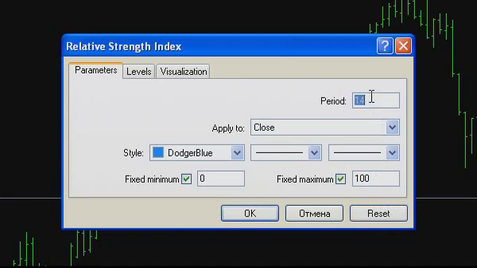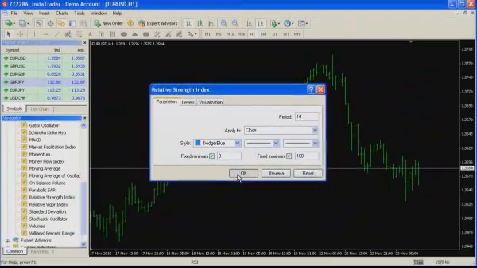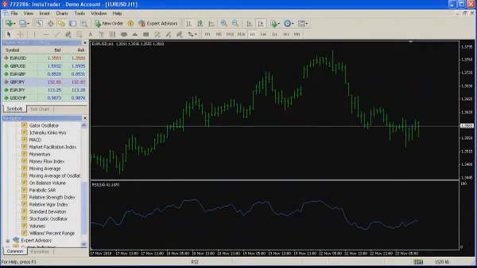The main parameter for RSI line plotting is period, that is to say the number of time periods, candlesticks or bars on the graph taken into account when calculating the oscillator's value. Wilder, developer of this oscillator, recommended using 14 as the period value. 9 and 12 are popular values as well. RSI looks like a line with values varying from 0 up to 100.